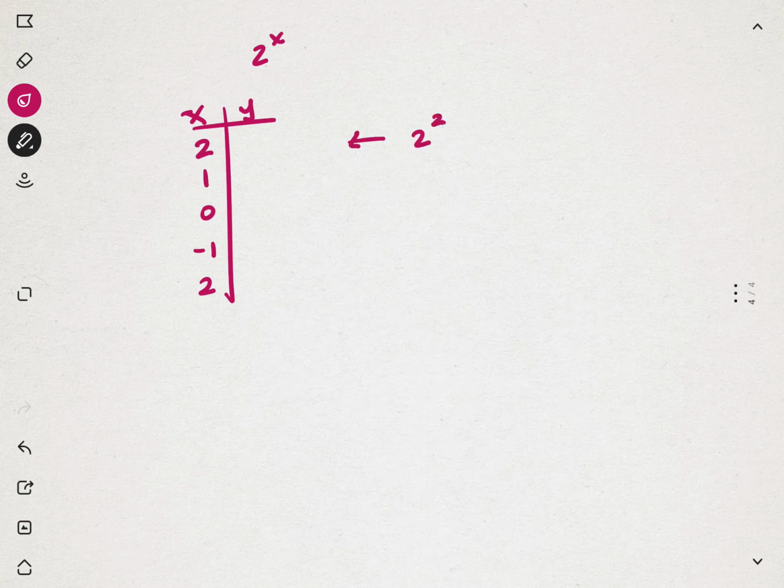Let's say we have, this is our x and this is our y. Actually, let's start at positive. So let's say we have 2, 1, 0, negative 1, and negative 2. So let's fill in the first one. That's easy, right? 2 to the second power is the same thing as 2 times 2, right? The power tells us we're multiplying it by itself 2 times. So that's just going to give us 4. 2 to the first power is going to give us just 2.